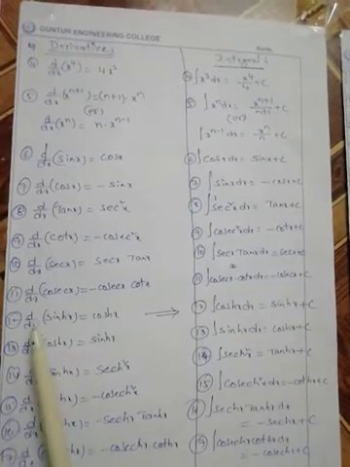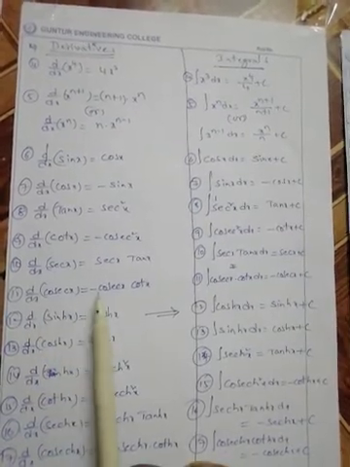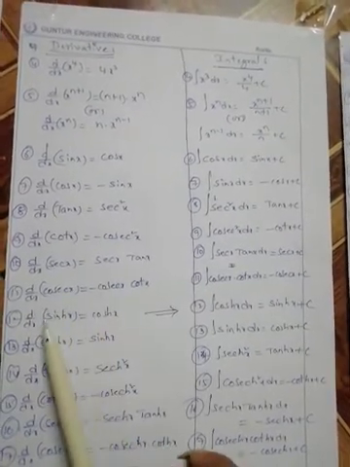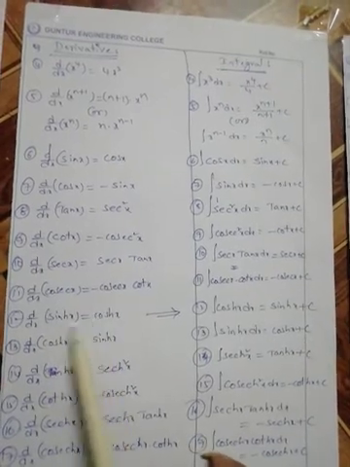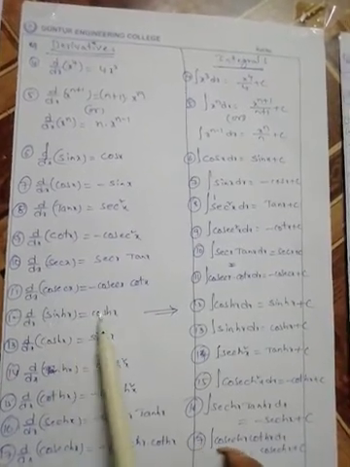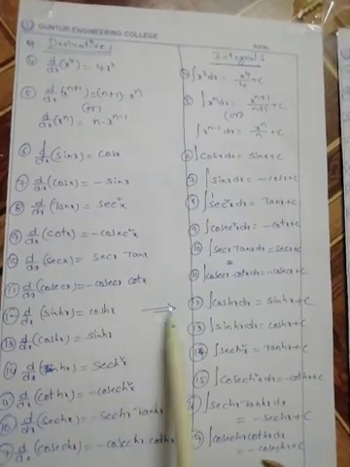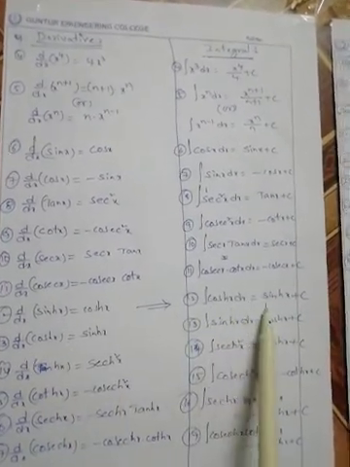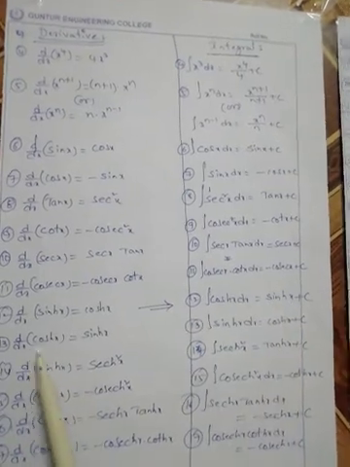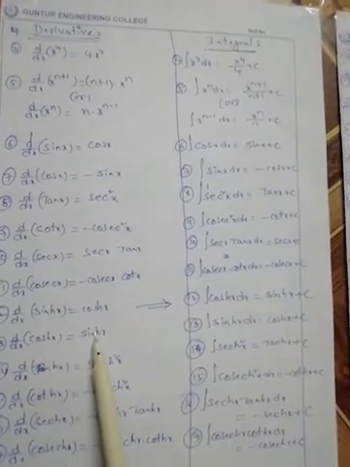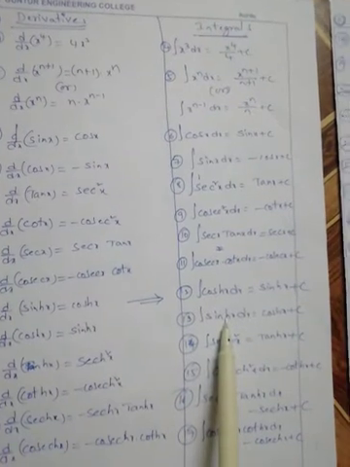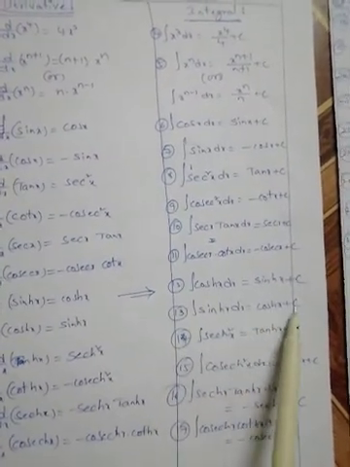These are the trigonometric formulas. Next, hyperbolic functions, hyperbolic trigonometric functions. D by dx of sin hx is equal to cos hx. Integral cos hx dx is equal to sin hx plus c. D by dx of cos hx is equal to sin hx. Integral sin hx dx is equal to cos hx plus c.